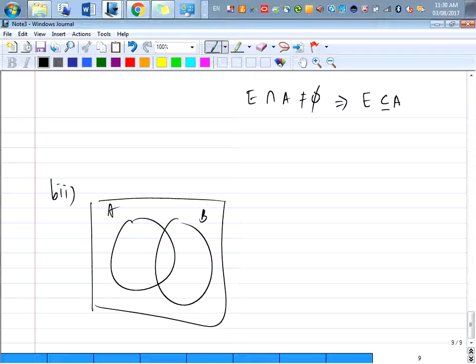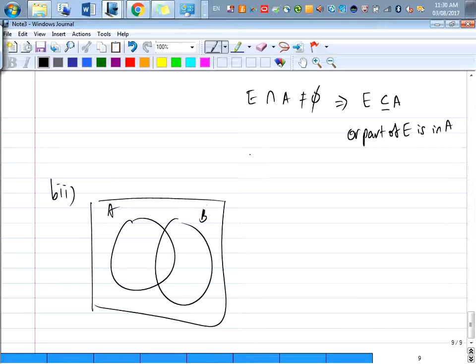Possible. Or part of E is in A. Two possibilities, such that they do intersect. It's only a matter of whether E is totally inside A, or part of E is in part of A. That's the question. Okay, that's the first statement.